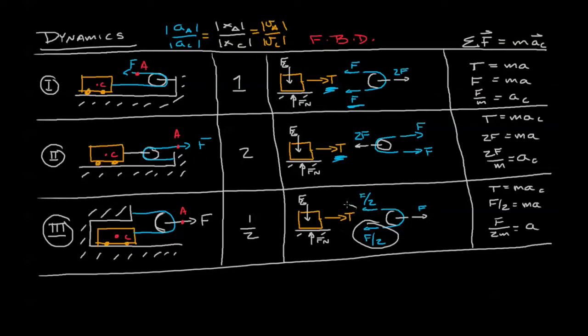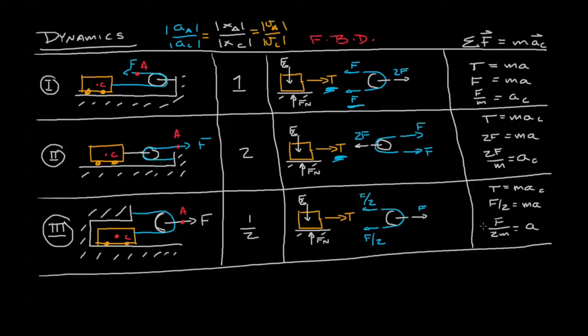Now we see that this rope right here corresponds to this tension from our free body diagram. So we know that the tension equals F over 2. We use that here. And we find that the acceleration is half as much under the same applied force as what happened with scenario 1. So this is really interesting.